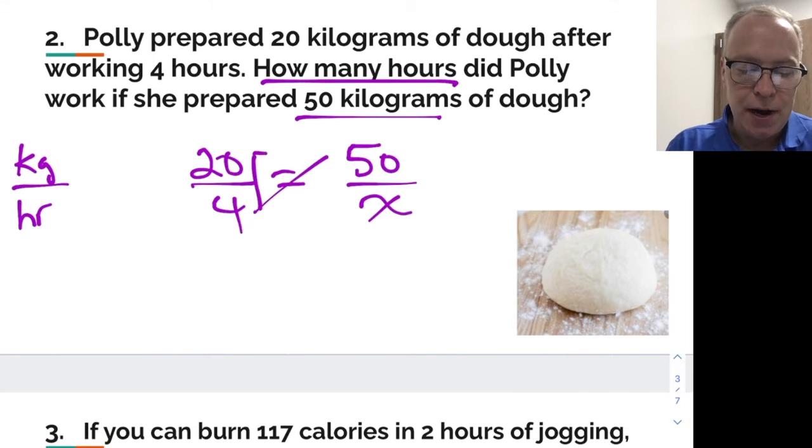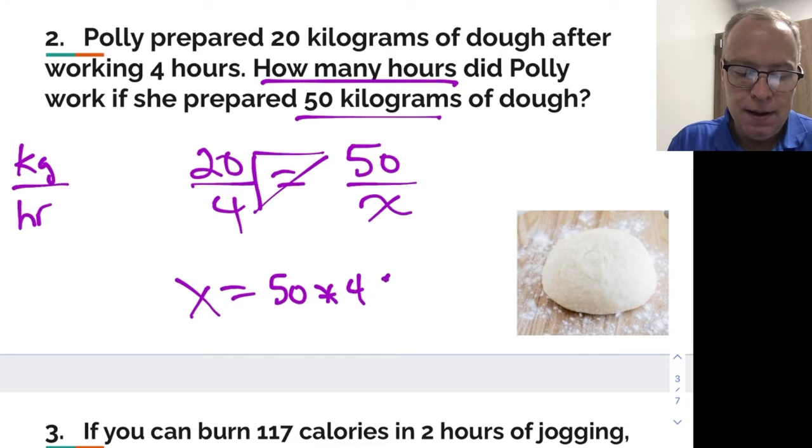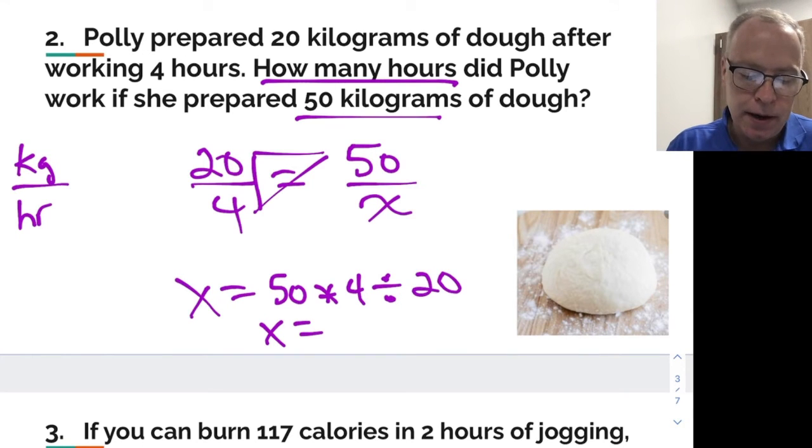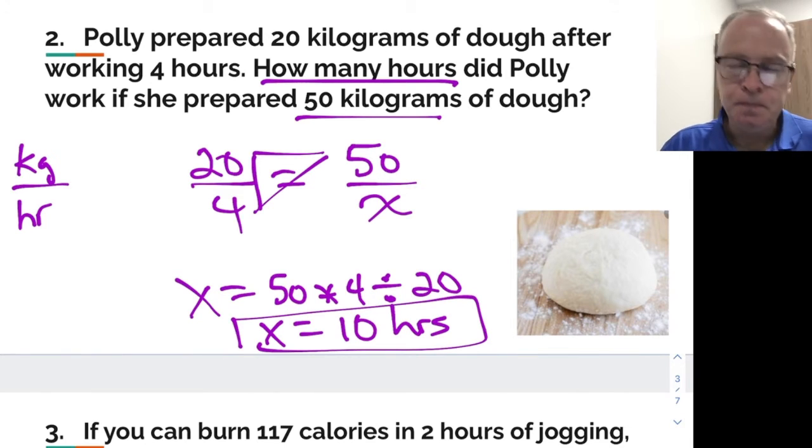Okay, we could do our little triangle trick. So x would be 50 times 4 divided by 20. And that comes out to be 200 divided by 20. I think we can all do that in our head, hopefully, is 10. 10 hours of work. That's a lot of work, all day making the pizza dough.